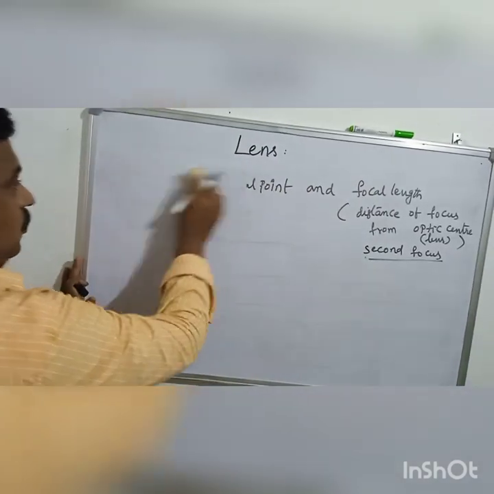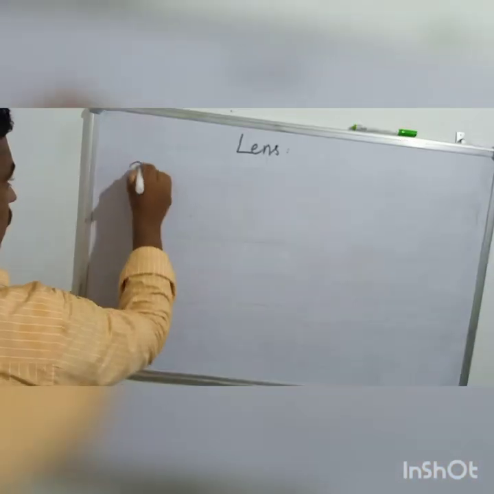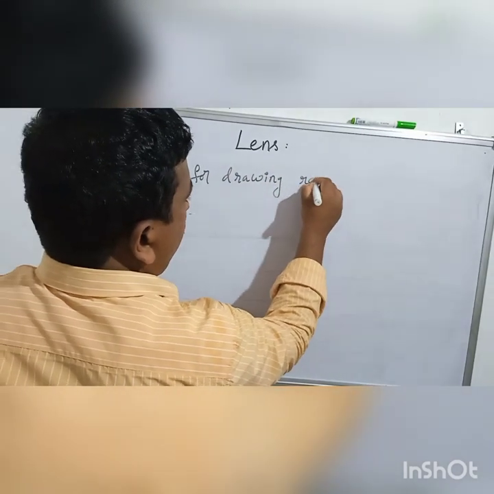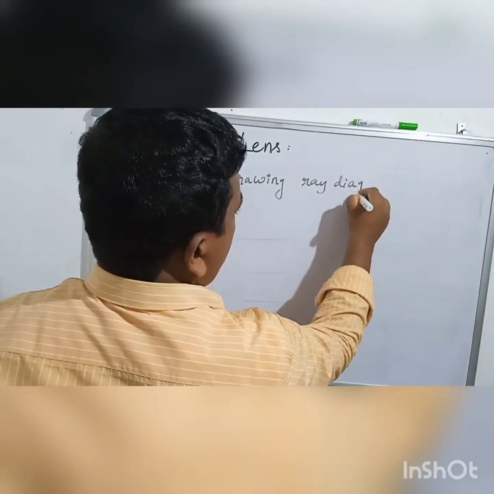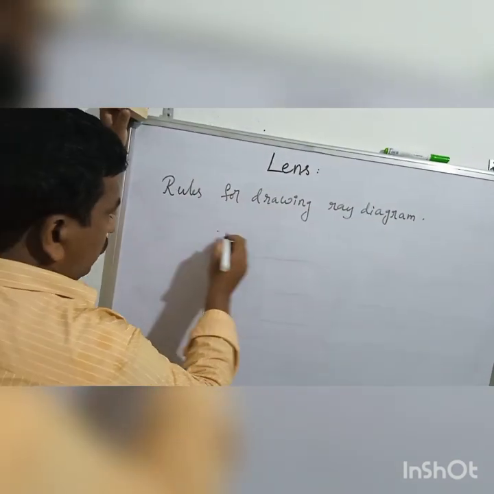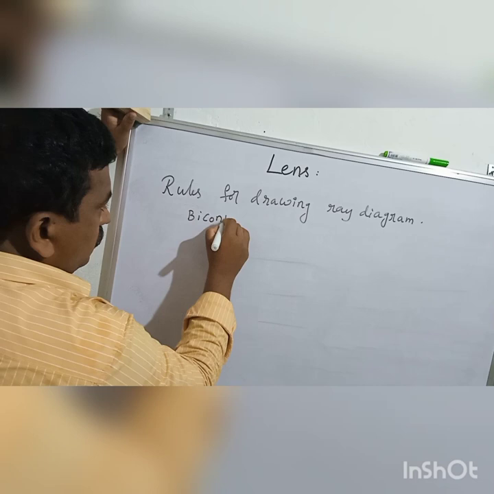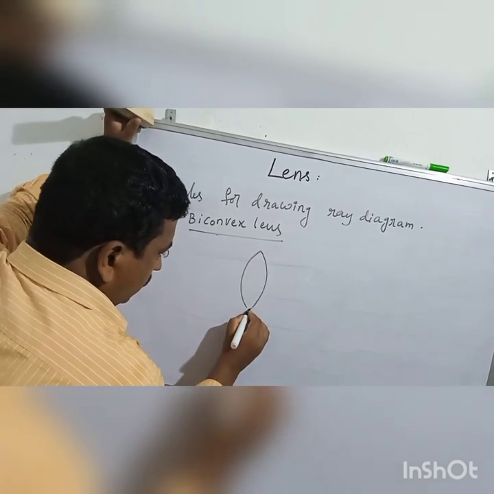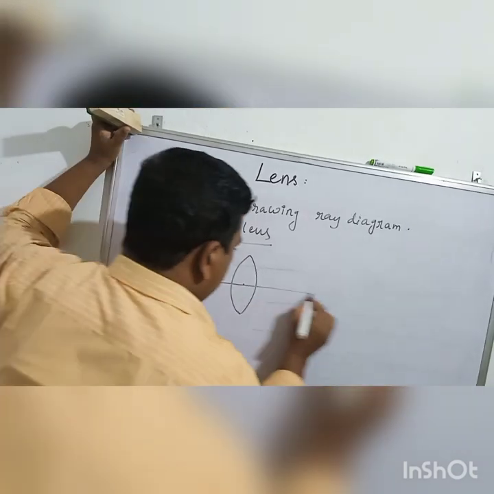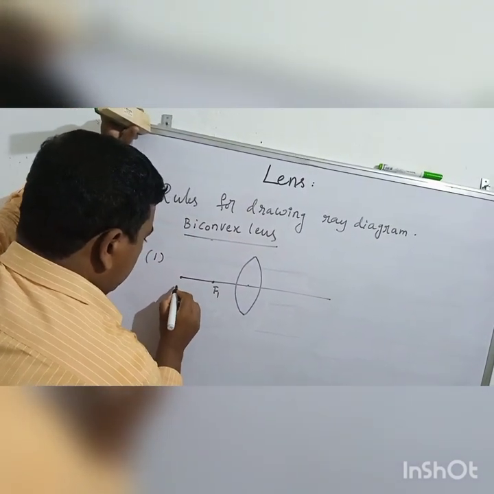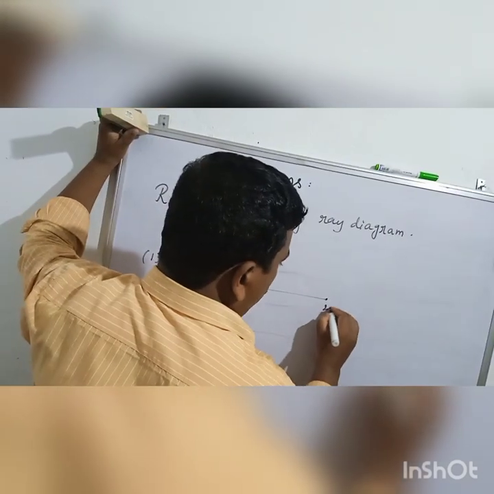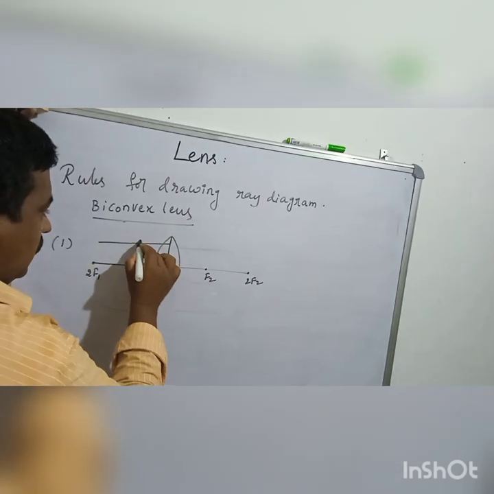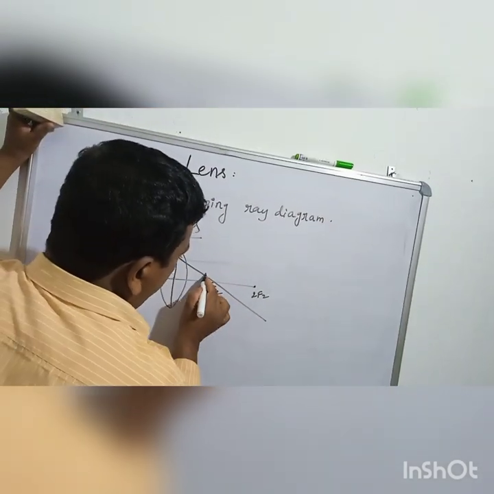Now we discuss the rules for drawing a ray diagram. What are the rules? First rule, for the biconvex lens. This is the optic center, here is focus F1, here we write the radius of curvature as 2F1, this is 2F2, this is F2. A light ray parallel to the principal axis, after refraction, passes through the focus. This is the first rule.